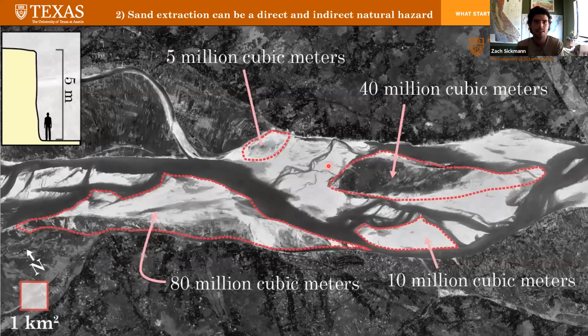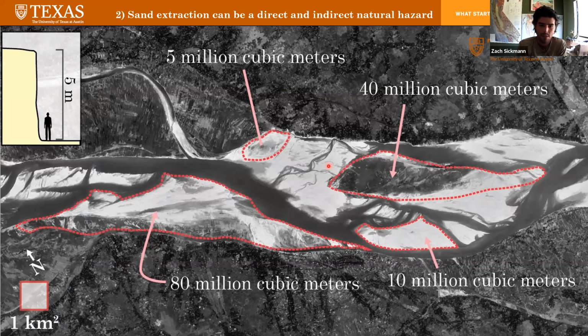Second, sand extraction can be directly and indirectly hazardous to natural environments. This is an image taken from another project that I have on sand mining in the Ganges River in Bangladesh, basically illustrating the volume that we estimate is removed from the river annually. These mines are basically removing one large sandbar worth of sand on an annual basis.